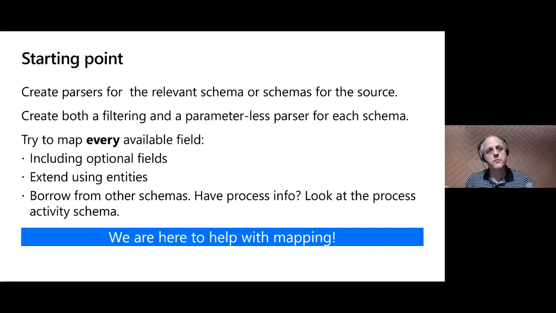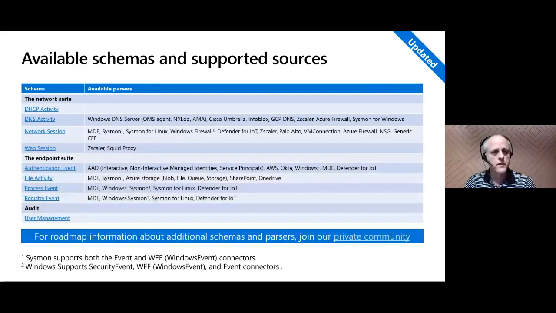So how do you map? What do you map to? So the first thing you have to do is decide what schemas your source matches. I mentioned network activity for firewall. I mentioned authentication. In the next slide, is it the next slide? Yes, we have a list of schemas that you may be able to map to.